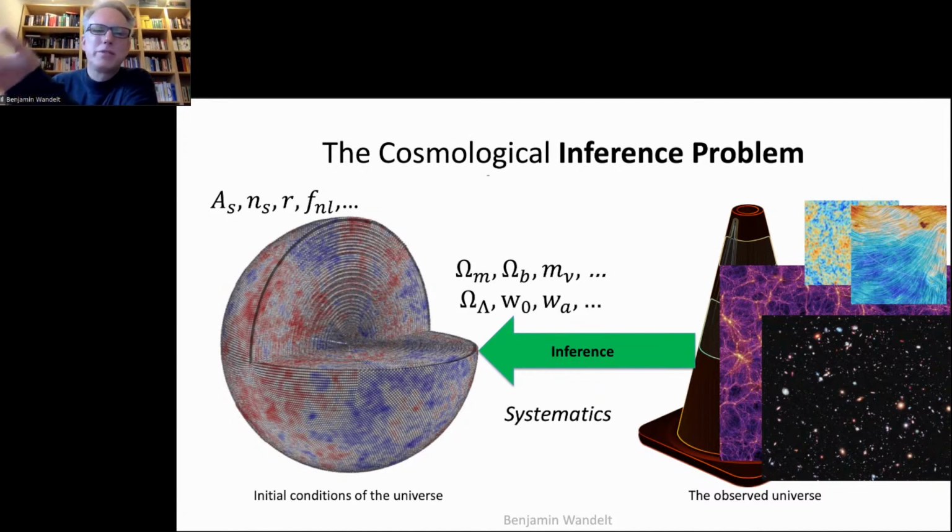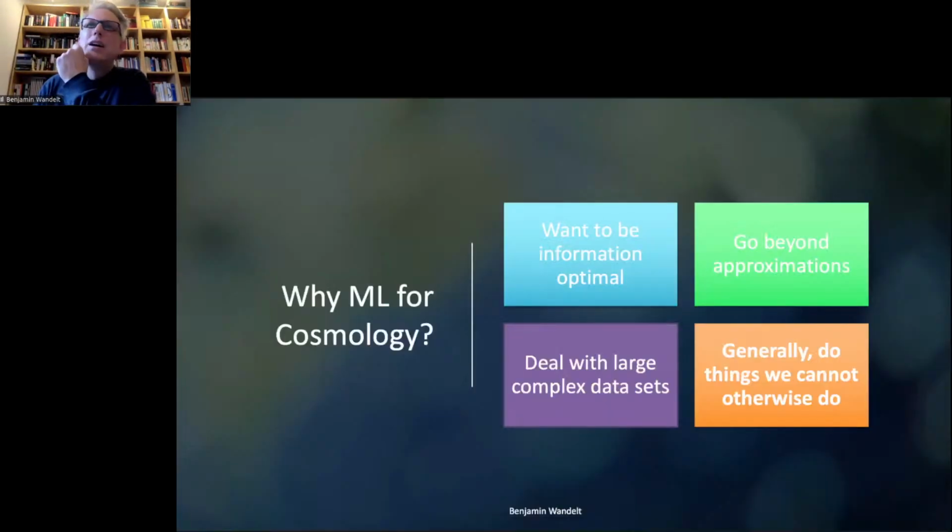So this was all about the cosmology and about the problem that we want to solve. But the title was Machine Learning in Cosmology and Beyond. So what is the machine learning used for here? Why are we interested in using machine learning? Machine learning is useful because this inversion needs a lot of detail, and we deal with large complex data sets. We want the information we extract about the parameters to be optimal. We want to go beyond simple approximate models in the forward direction.